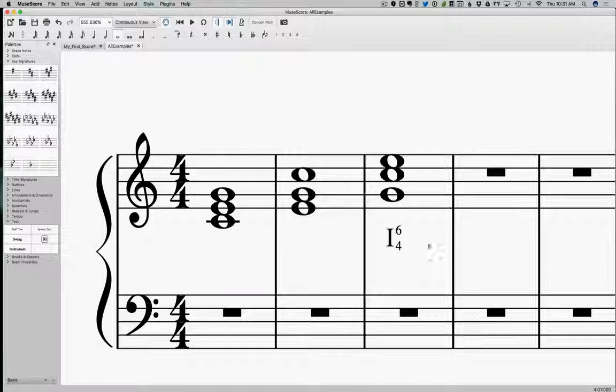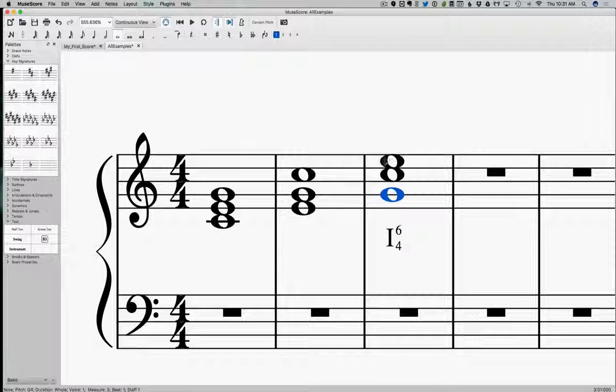So why do we call it 6-4? The reason is the 6 and the 4 come from the distance to the lowest note, not the root, the lowest note. So check it out. Lowest note, we go up to our next interval in this chord, and it's a 4th away. G to C is a 4th. Okay, so that's our 4.